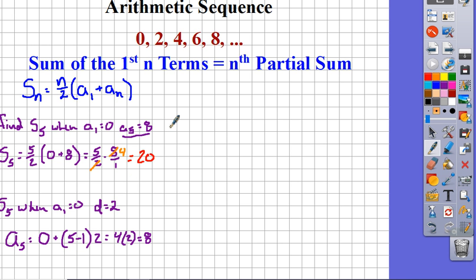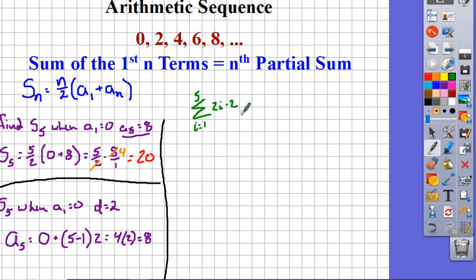So those are the first two examples here. Really basically the same idea, but two different ways to look at the same example. Now the next one I want to take a look at is a little different. We're going to use the nth partial sum to solve a summation problem. So we're going to look at the summation when i equals 1 to 5 of the expression 2i minus 2.